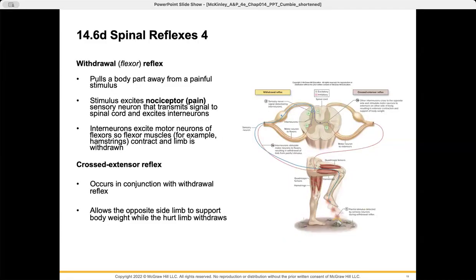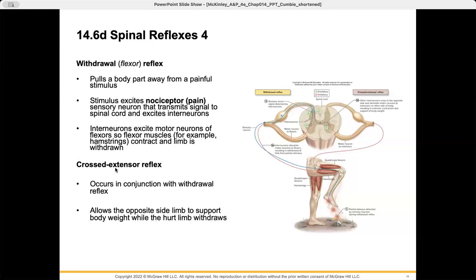The other two are withdrawal and cross extensor reflexes. And these are very protective. Withdrawal is exactly as you might think. It pulls a body part away from a painful stimulus. So the instant reaction you might have when you feel pain in a certain area, you can see this person is barefoot stepping on a jagged rock. That instant move away from that painful object is a withdrawal reflex, and it is stimulated by pain receptors, which we call nociceptors, which we'll see in chapter 16 as well.